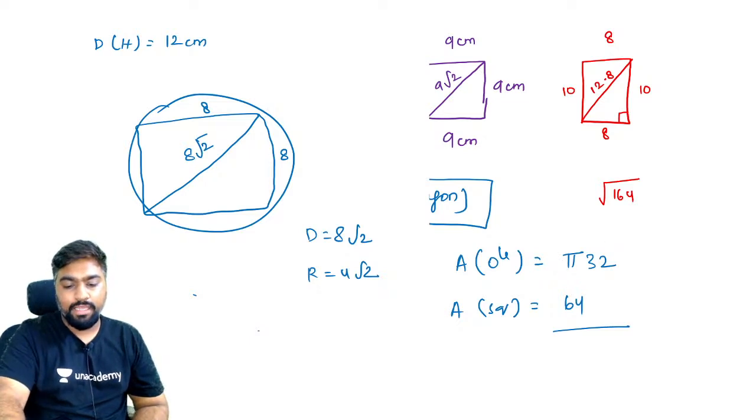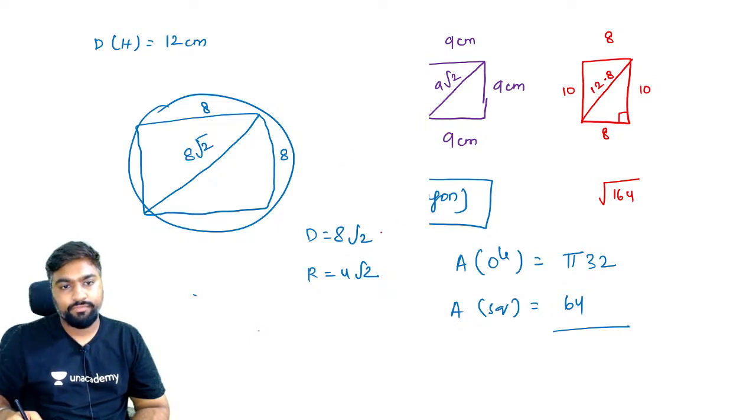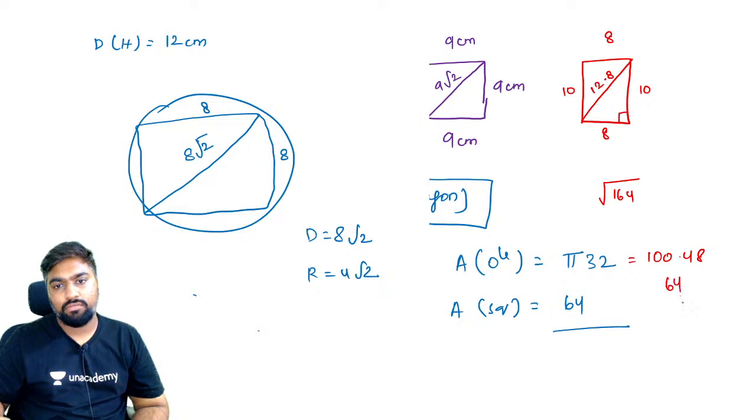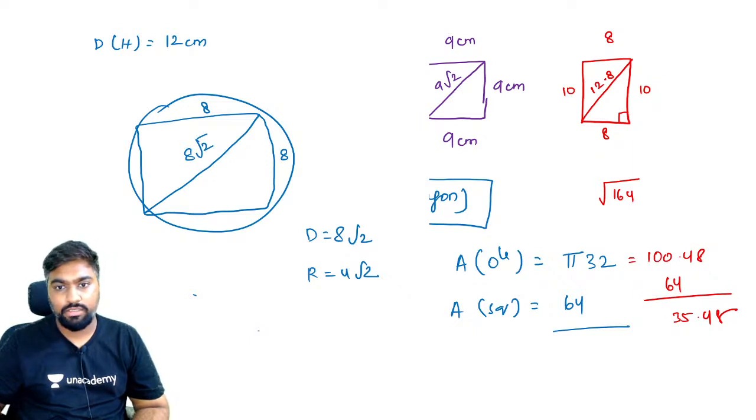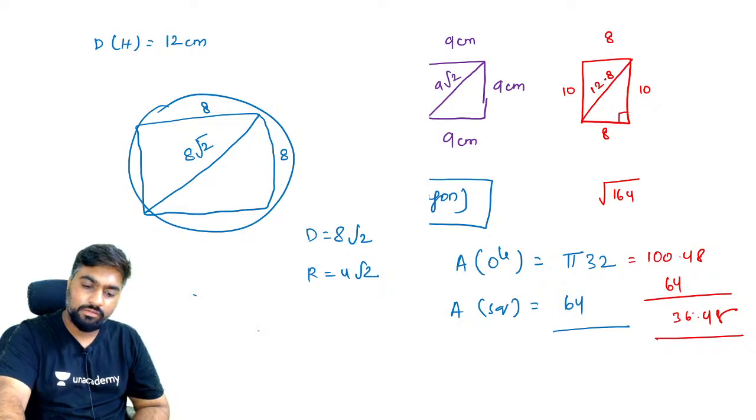So 32 pi is basically 32 into 3.14, which is 100.48. This was 64. 35.48 something you would have gotten. Understood? Sorry, 36.48.